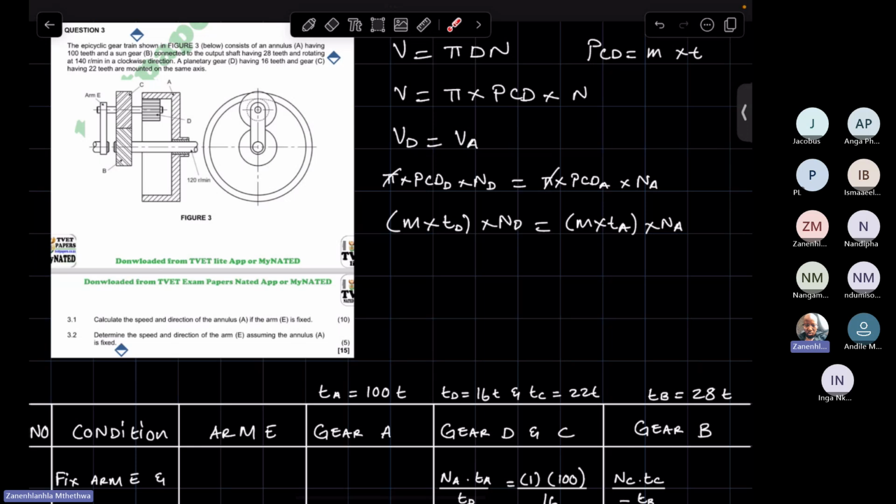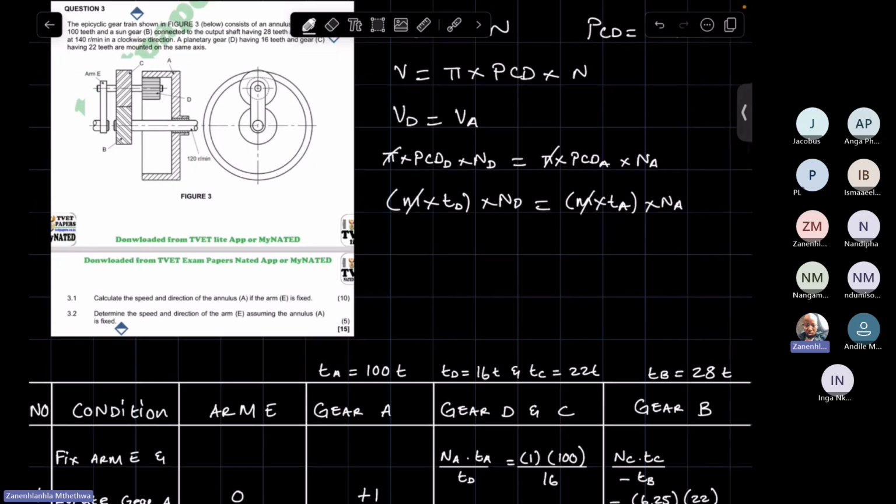Now, what you should know by now, which we identified even with simple and compound gear drives, is that if you have gears in mesh, then their modules have to be the same. Gears are able to mesh because their modules are the same. If their modules are not the same, they are not able to mesh. So the modules are the same, hence it cancels. And then essentially you're only left with ND times TD is equal to NA times TA, right?